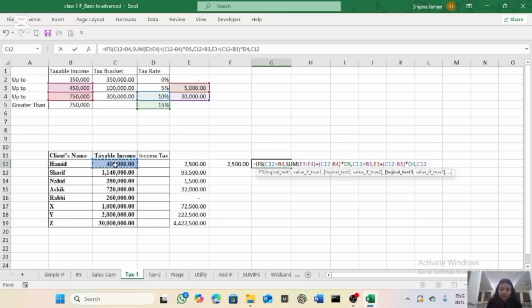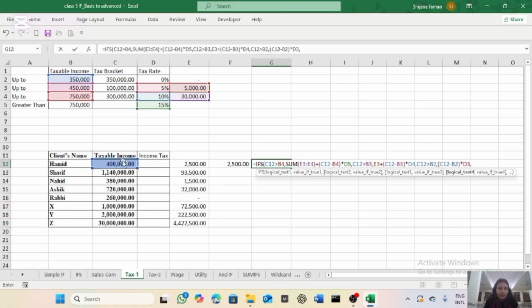Taxable income 4 lakh greater than 3,50,000, comma, for 3,50,000 he would not have to pay any tax, but his tax rate was 5%. So first bracket 4 lakh minus 3,50,000, bracket close, multiply with the tax rate, which was 5%, comma. We have done our third logical test.